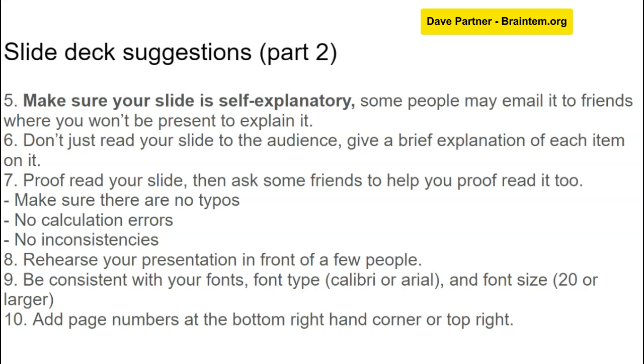So, no calculation errors, no inconsistencies. Sometimes you're trying to calculate that this year we're going to make 40% extra growth, and then that 40% extra growth does not tally with the money that you are expecting as growth. Maybe the money you are expecting is actually representing 20% extra growth, and your slide is saying 40%. Don't do that. Make sure your calculations are perfect.